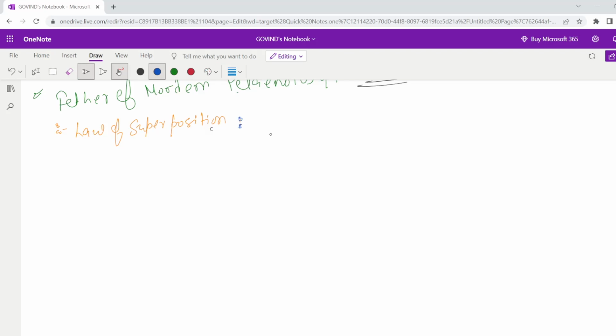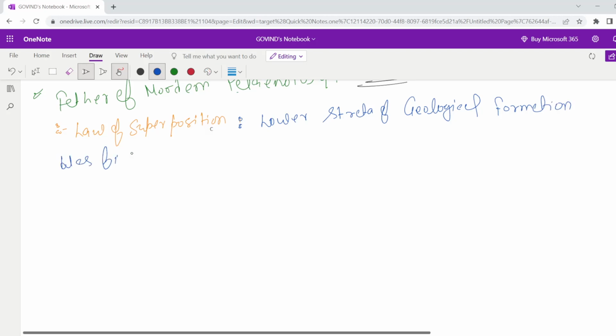Let me explain. That lower strata of geological formation was first to be deposited and is the oldest. That is another thing that we need to understand.